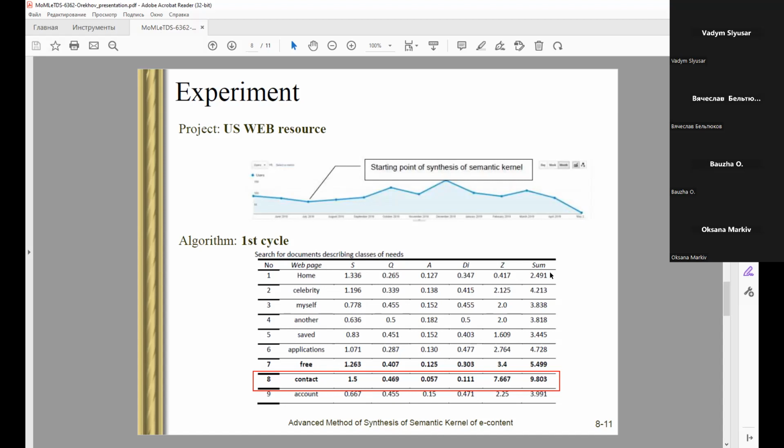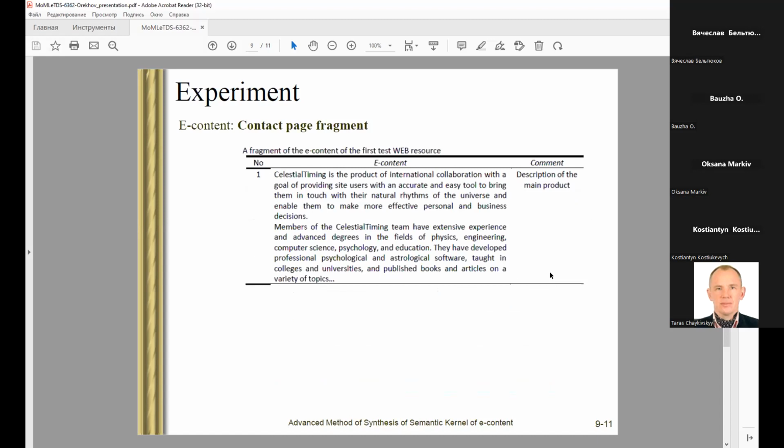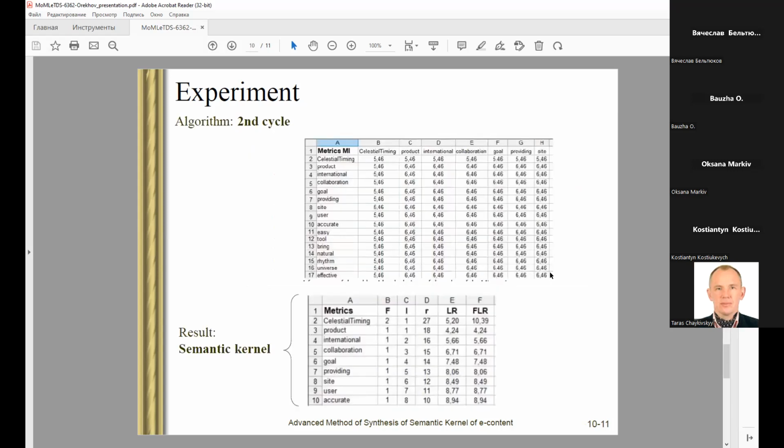The first cycle of working with web resource documents is also shown on slide number 8. It can be seen that the kernel was located on the contact page. On slide number 9, a fragment of e-content is shown that is real sentences with a semantic kernel. Further, on slide number 10, we already see the process of extracting the items, keywords. As a result, 10 keywords were obtained that were applied in the search engine optimization process.